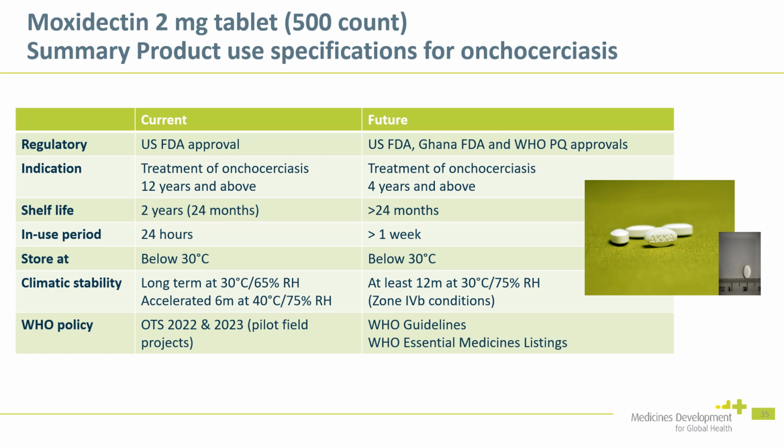As I've already mentioned, we're intending to seek regulatory approval for the treatment of onchocerciasis from 4 years of age. We're also planning to generate the necessary data to increase both the in-use or open bottle use period and the shelf life as much as possible. We'll also be working to generate the data to support its use in the hottest and most humid climatic conditions, known as Zone 4B conditions. We anticipate that the current and future use will also be informed by WHO review and policy recommendation.